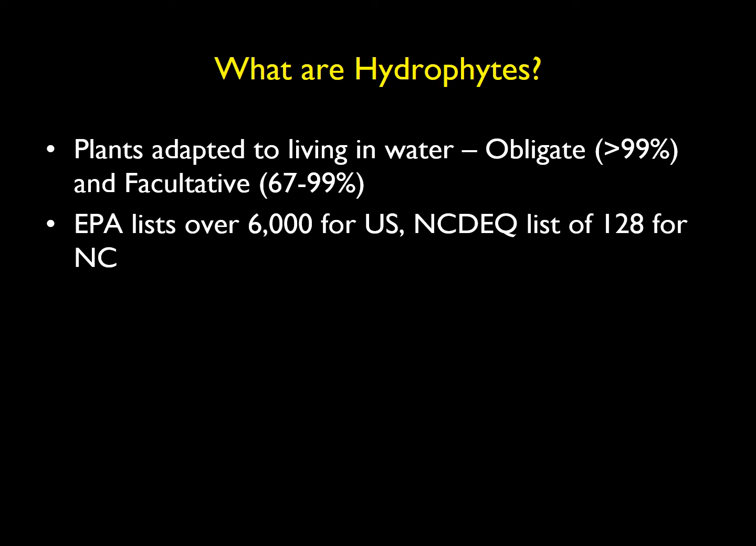Because these are involved in the legal definition of wetlands, there are legal definitions of what are hydrophytes as well. The Environmental Protection Agency has a list of 6,000 of these plants that are used to delineate wetlands across the U.S. And the North Carolina Division of Environmental Quality has a list of 128, at least last I checked, for North Carolina.